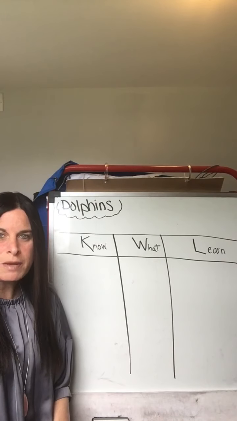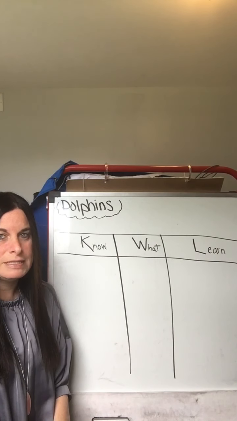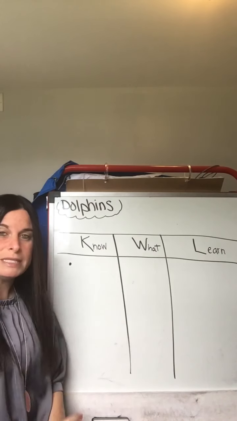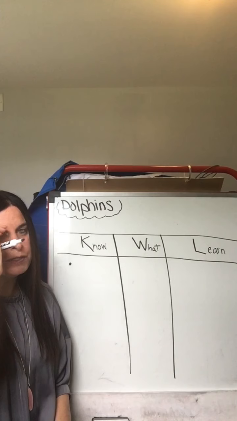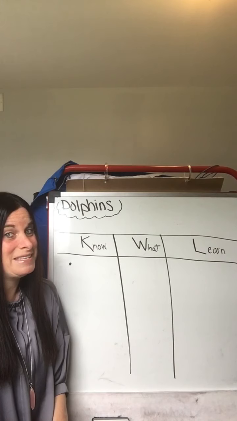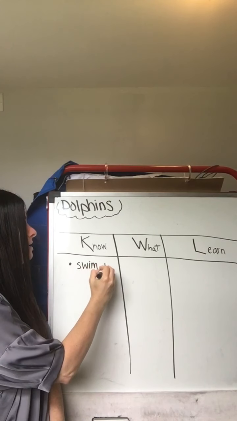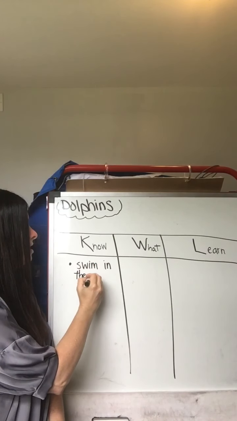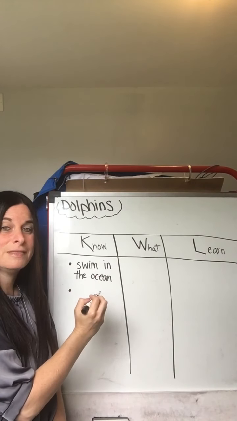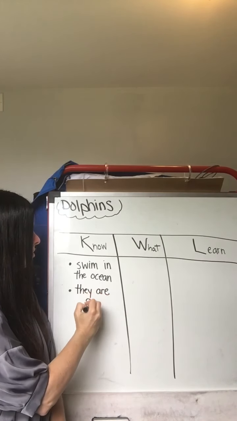So, think in your mind about some things that you already know about dolphins. Remember, sometimes when we do these kind of graphic organizers, Miss Land just does bullet points instead of full sentences. So let's think, what could I write? Do you know they swim in the ocean? Let's put that. Swim in the ocean. What else? They are gray. Okay, they are gray.